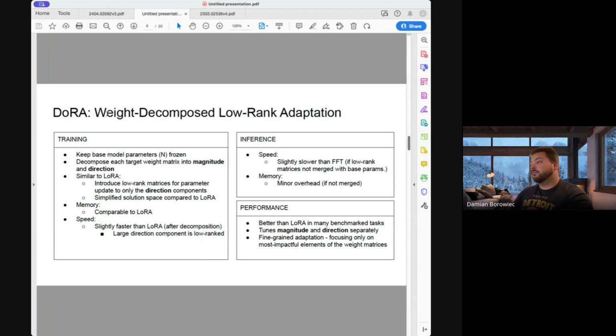So at the moment, this seems to be the state of the art in parameter efficient fine tuning. Memory comparable to LoRa. Speed is slightly faster than LoRa because we have fewer parameters to update. We're only looking at the direction components. Inference is slightly slower than full fine-tune, but we can also merge them, same as in LoRa. And there is some minor overhead in terms of memory, again, if we don't merge it. So yeah, better than LoRa.